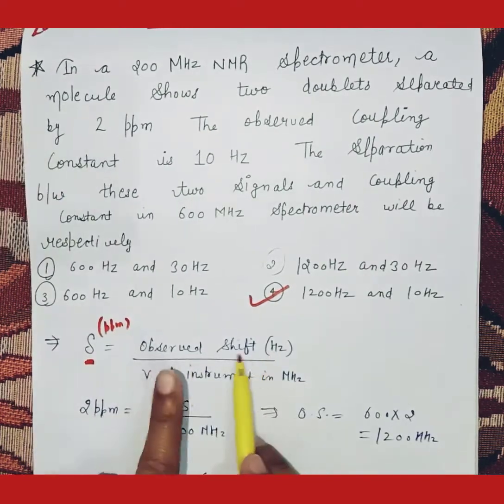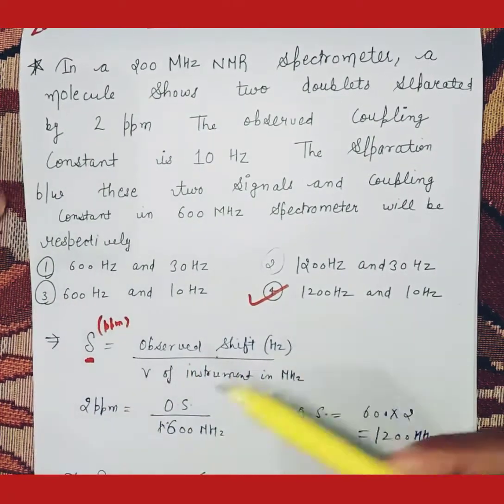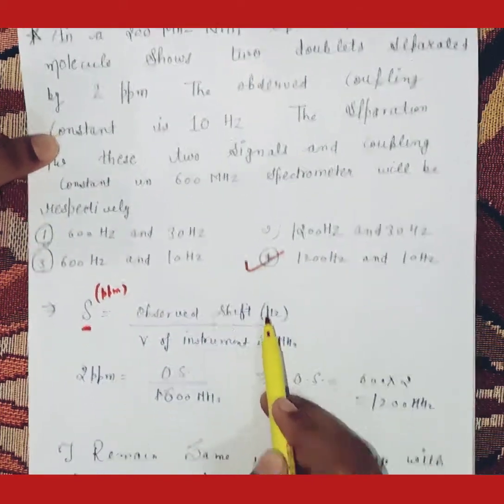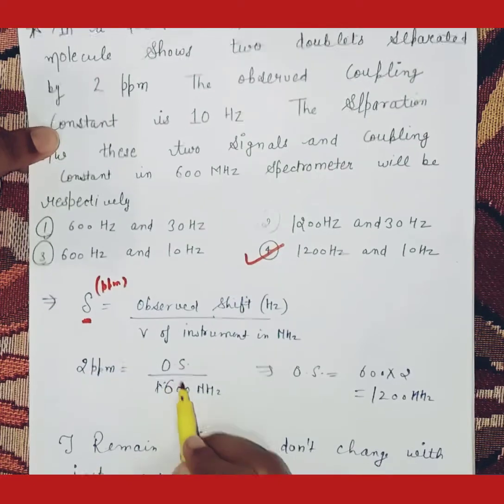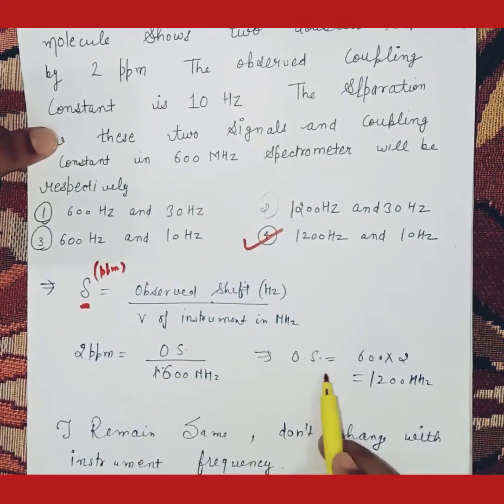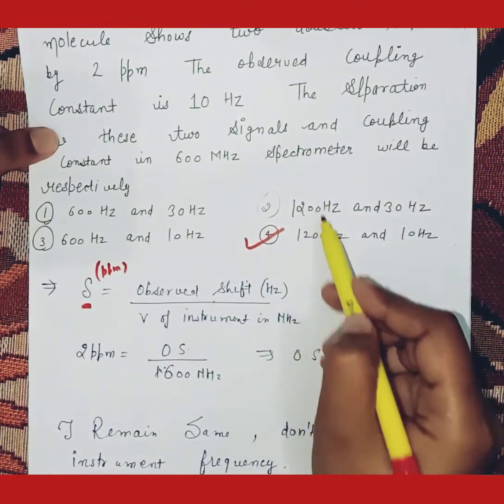We have to find out the observed shift for the instrument value of 600 megahertz. So put it here, and the observed shift here is 1200 hertz.